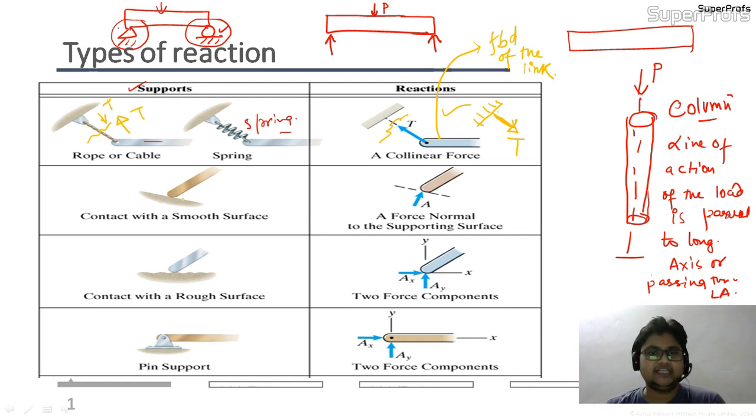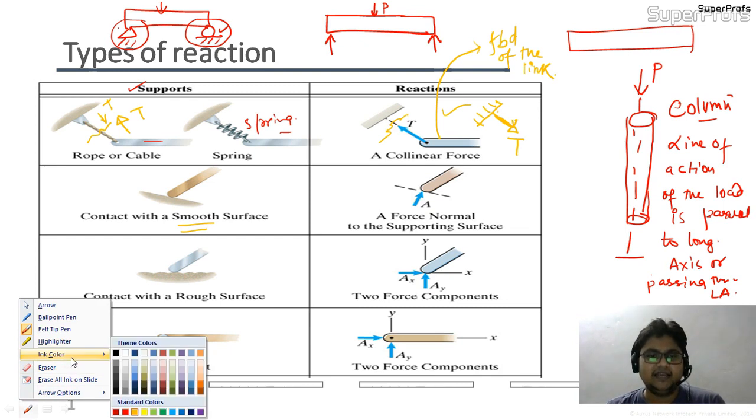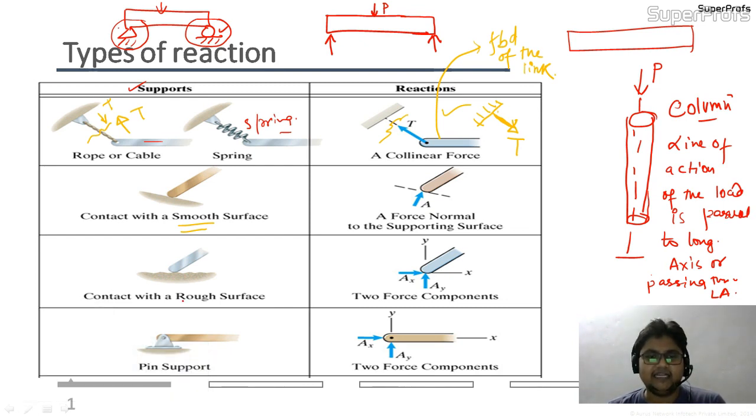Now, coming to the second type of reaction, you can see the link is lying on this smooth surface. So what is the significance of this word smooth? That there is no friction acting on this surface. So if there is no friction acting, we can ignore the effect of friction. If the link is sliding over it, there will be no opposing friction force. So the only force acting on this member will be the normal force, which will be perpendicular to this line.